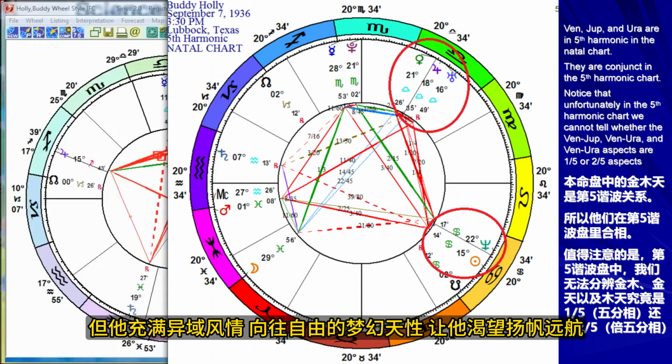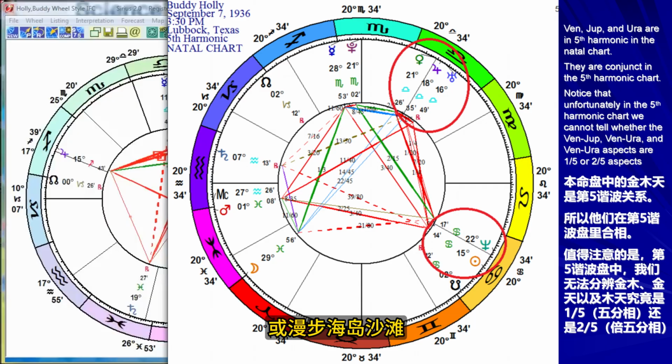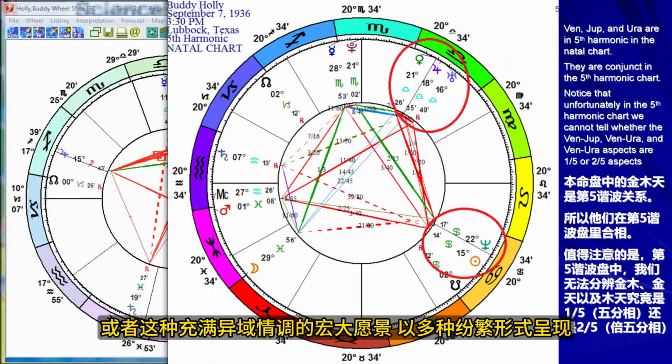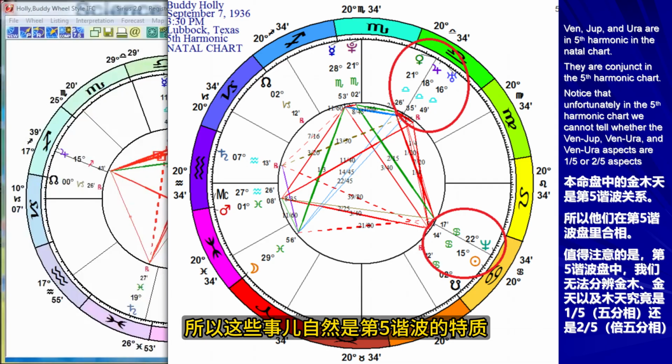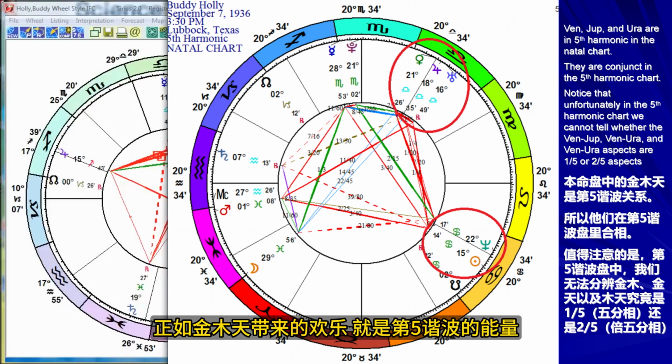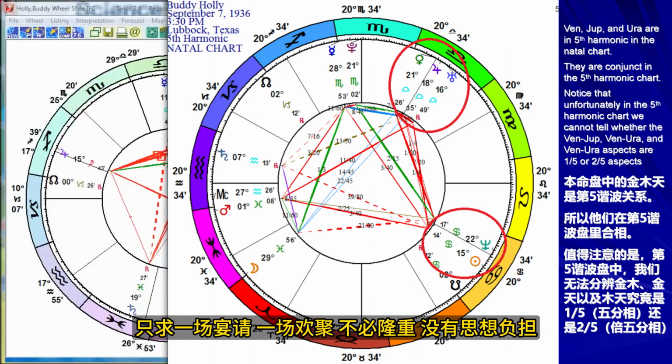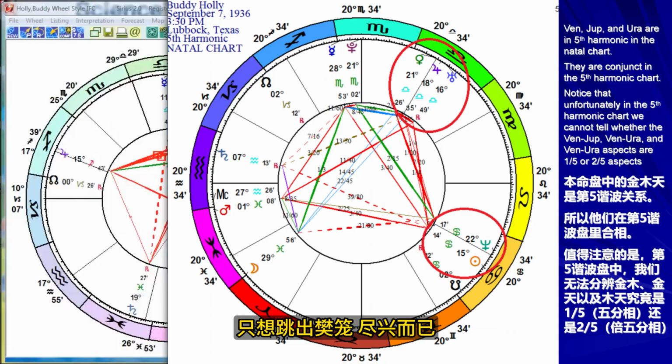But his exotic nature, his dreamy nature, wanting to go sailing or go to tropical islands or some exotic big vision, is going to take many forms, and one of them is fifth harmonic, because it's part of the fifth harmonic. And then some things here are specifically just fifth harmonic, like this joy of Venus, Jupiter, Uranus is fifth harmonic, means he wants to have a celebration, a party. Nothing too serious, nothing with too much responsibility, to break out of the box and have a good time.